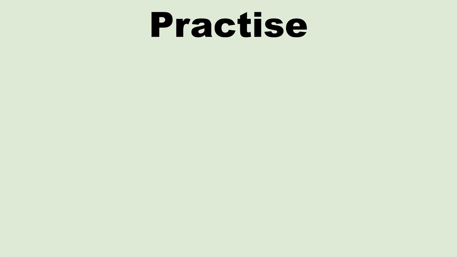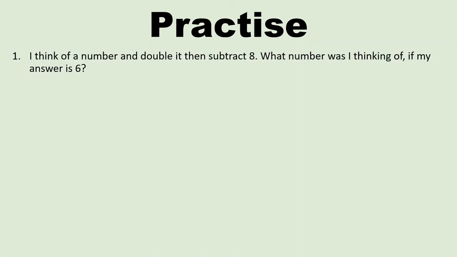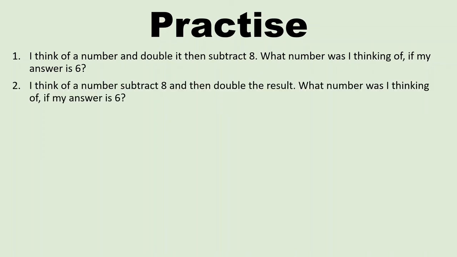Let's get on to some practice now. Let's first read through the questions together. So for question 1, think of a number, double it, then subtract 8. What was the number I was thinking of, if my answer is 6? Question 2 looks very similar to that, but be careful with your order of operations. This time I think of a number, I subtract 8, then I double the result. What number was I thinking of if my answer is 6? Does the order of operation affect your answer?